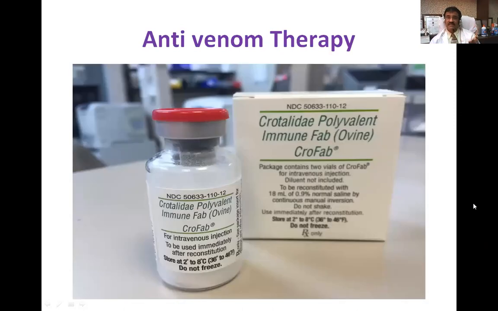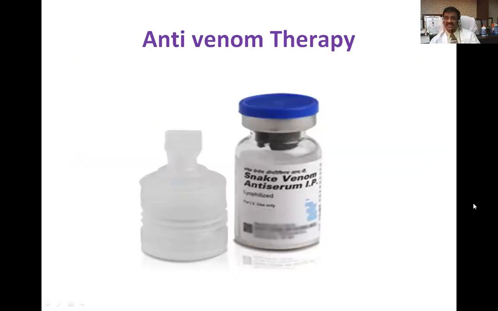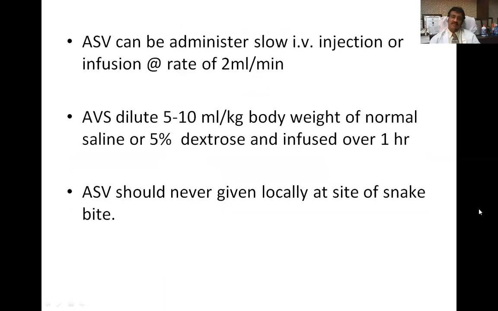That means toxicity. Here you see one example of anti-snake venom, that is ASV. The name here you can see is CroFab, Crotalidae polyvalent, so it is mainly for the viper bite. Here we can see snake venom anti-serum, and there are different types of vials or ampoules available in the pharmaceutical market. This anti-snake venom can be administered slowly by IV injection or by infusion through a drip, and it depends upon the body weight of the person. You have to ascertain the dose.